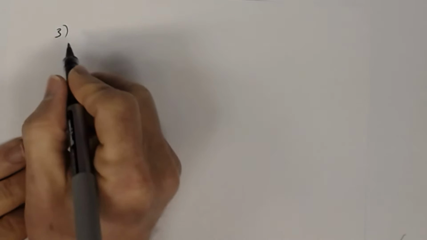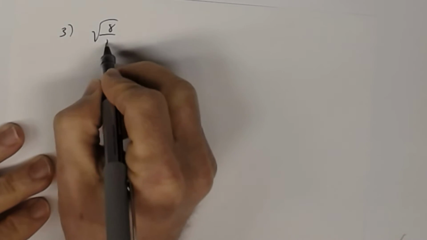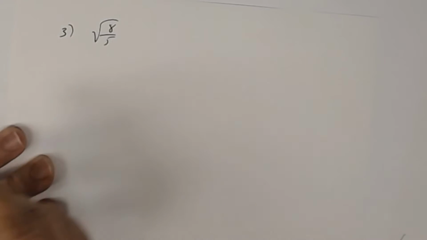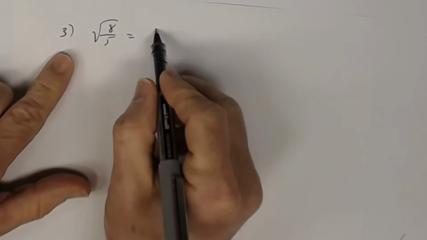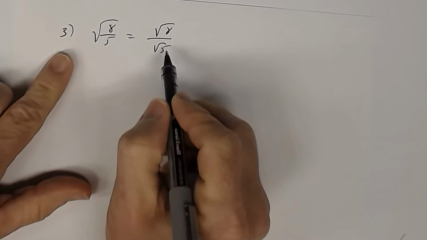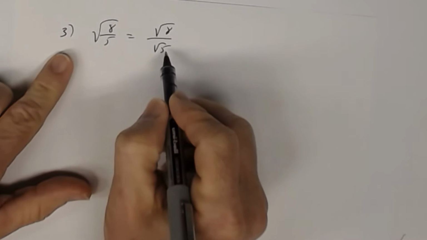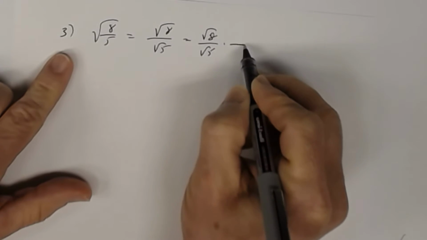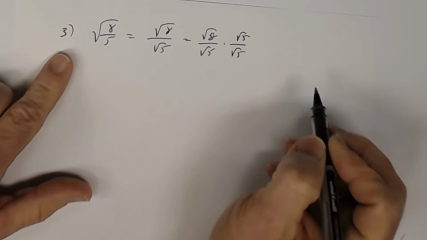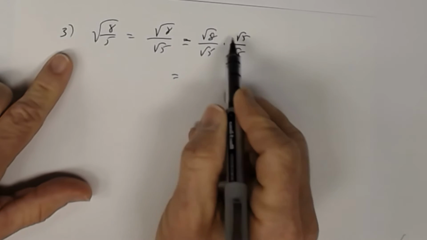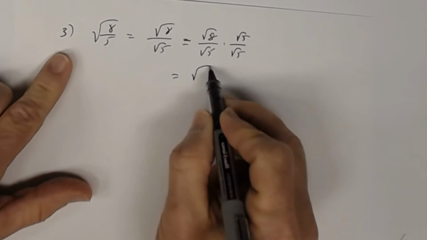So number 3, let's suppose you have the square root of 8 divided by 5. Well, I know from previous lessons I can write this as the square root of 8 divided by the square root of 5, right? And so to rationalize the denominator, I'm going to go ahead and multiply both numerator and denominator by the square root of 5. And so now I'm going to multiply the numerator. So the square root of 8 times the square root of 5 is the square root of 40.